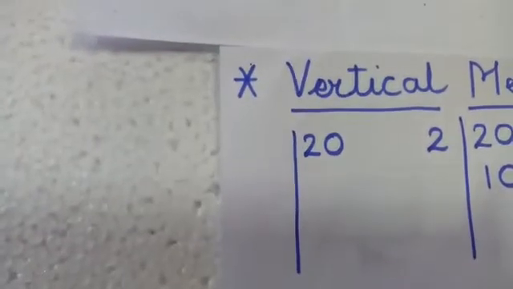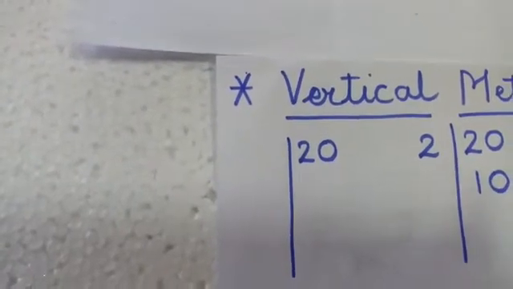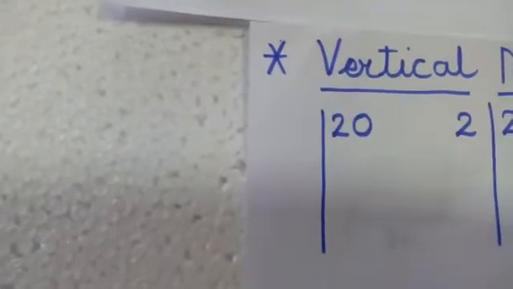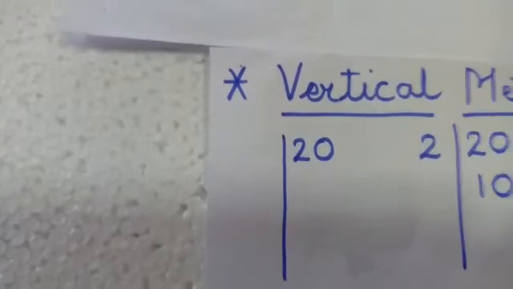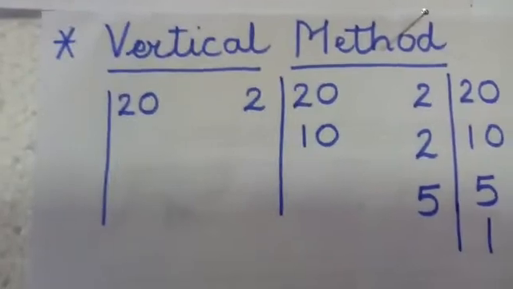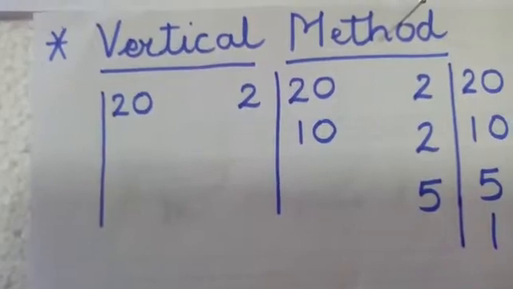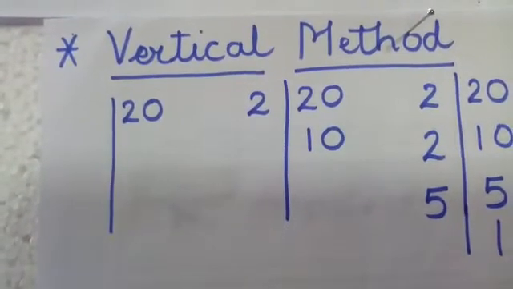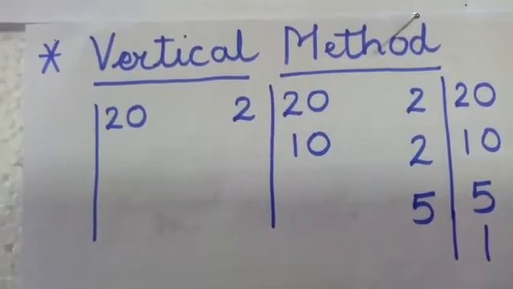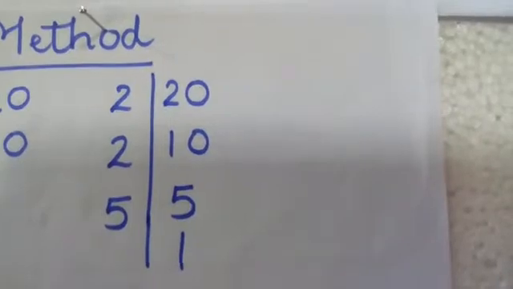Then we will have to find the smallest possible prime number which can exactly divide 20 without any remainder. 20 is an even number and there is 0 in the units place, so we can divide it by 2. So 2 needs to be written on the left hand side. After dividing 20, the quotient that we get needs to be written below 20. Now we got the quotient as 10.